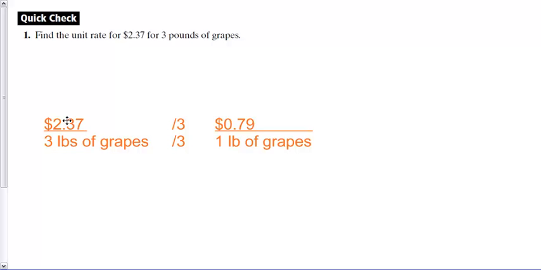Again, you'll notice how it's set up. I've got my price for pounds in dollar amount and pounds. Okay, and then what am I trying to find one of? Am I trying to find one of $1, or am I trying to find 1 pound? Well, I'm trying to find 1 pound, so that's why I'm dividing. That's why I've got my unit rate over here. Okay, so 3 divided by 3 is 1. $2.37 divided by 3 is 79 cents.